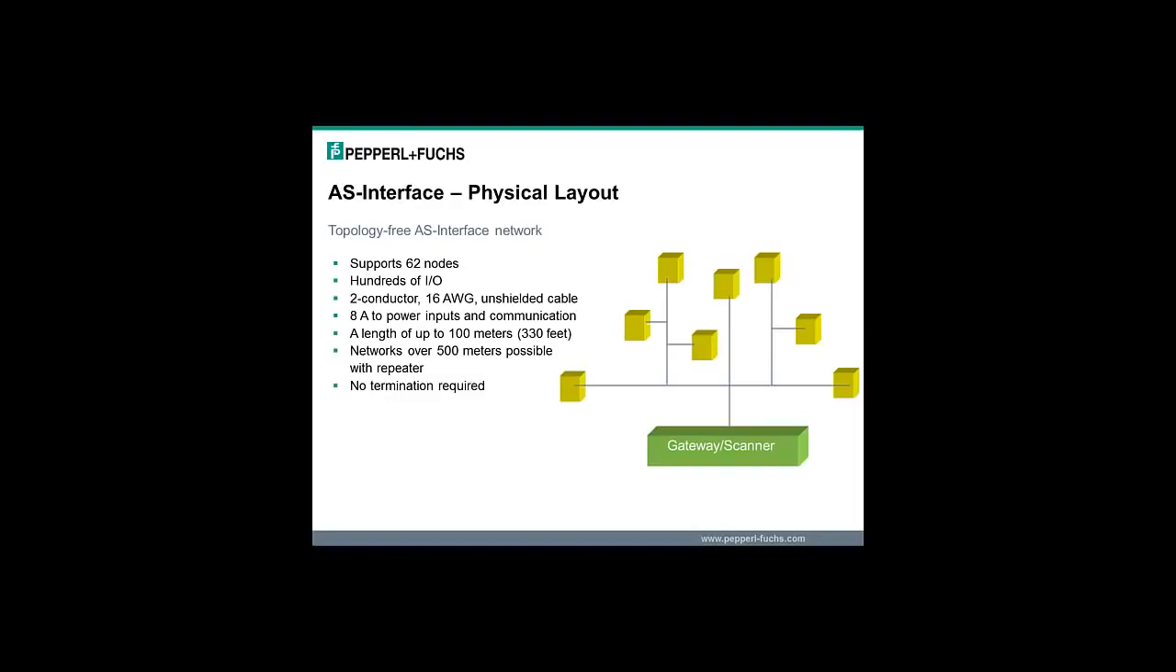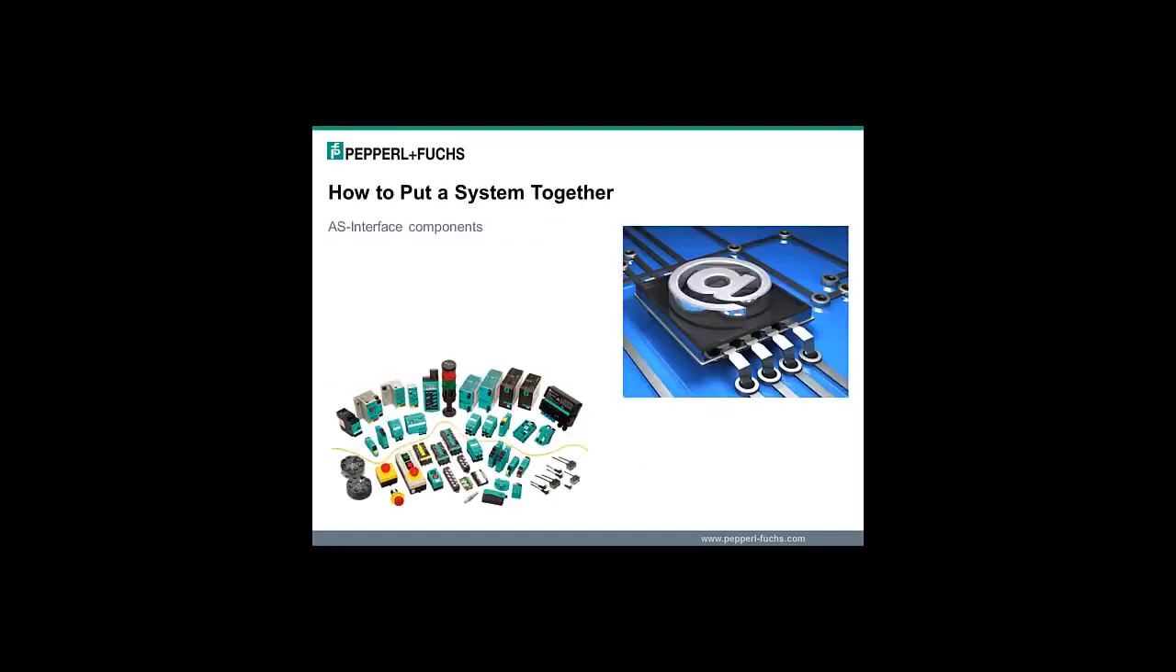By combining several network segments, large networks with over 500 meters of cable can be constructed. By following these simple rules, no termination is required and the network topology is unrestricted. No other networking technology offers this flexibility. Pepperl & Fuchs offers a vast number of AS interface devices, ranging from gateways and scanner cards to field and enclosure-mounted I/O modules to cable and mounting accessories. The next few slides will discuss these products in greater detail.